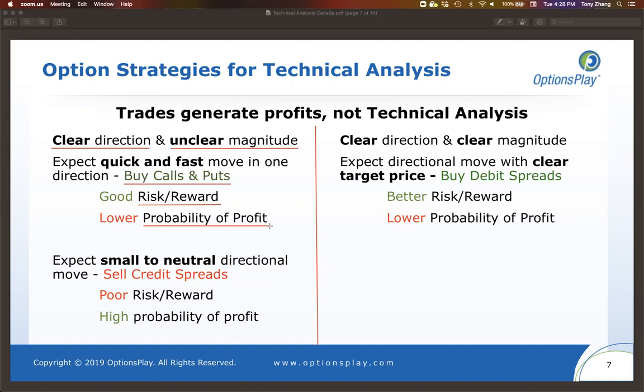Conversely, you might find yourself where you have a clear sense for direction, but an unclear sense for magnitude, but this is a stock that you don't expect to have a big move in. You expect to have more of a neutral view. This is where you want to sell credit spreads.